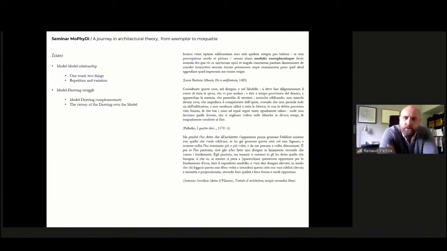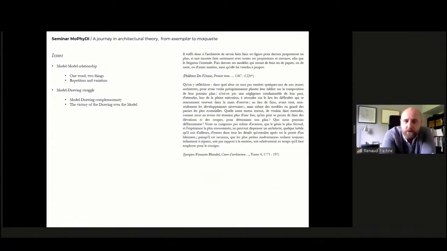The second issue I want to briefly discuss is the model drawing struggle. Several authors like Alberti, Palladio, Philibert Delorme, Jacques-François Blondel emphasize and insist on the complementarity of the drawings and the models in the design process. These authors treat them both without any order of prevalence. But this approach is quite a minority in our corpus.